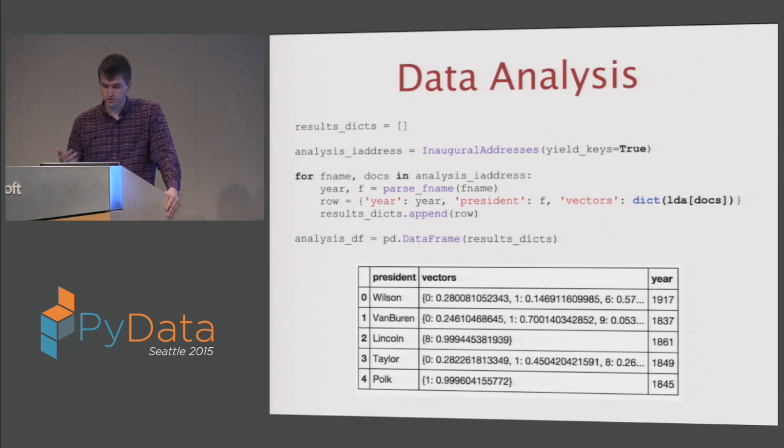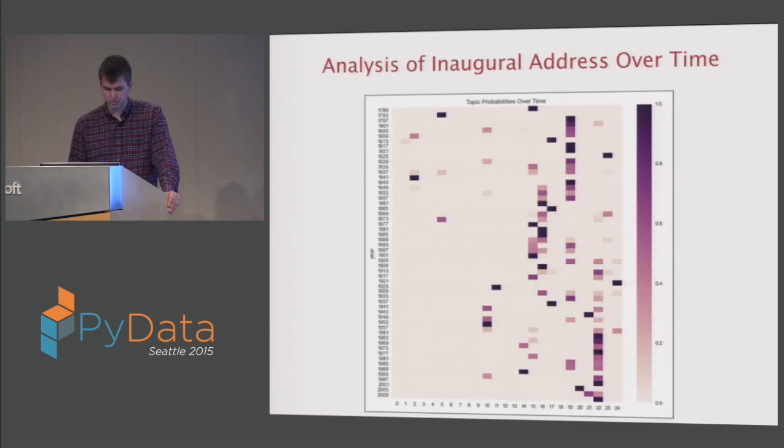Then you can do the data analysis on it, where you iterate through all of the documents and create this data frame with the president, the topic to probability vectors, and the year in question. Then you would potentially do some plotting to produce something that looks like this.